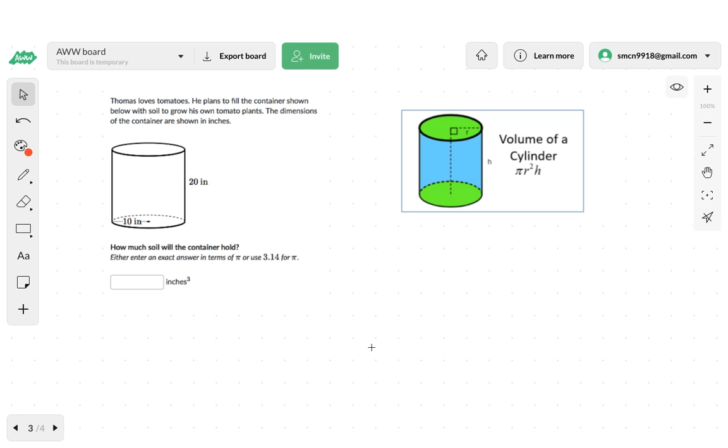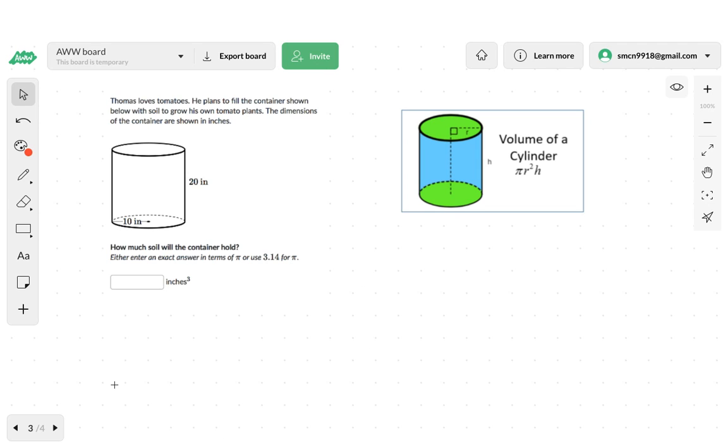Hey guys, so we're going to be working on some word problems dealing with cylinders, spheres, and cones. This is just a matter of taking the shape and applying it to a real world situation, and we just have to use our formulas in order to solve. So let's figure out this first one on Khan Academy.